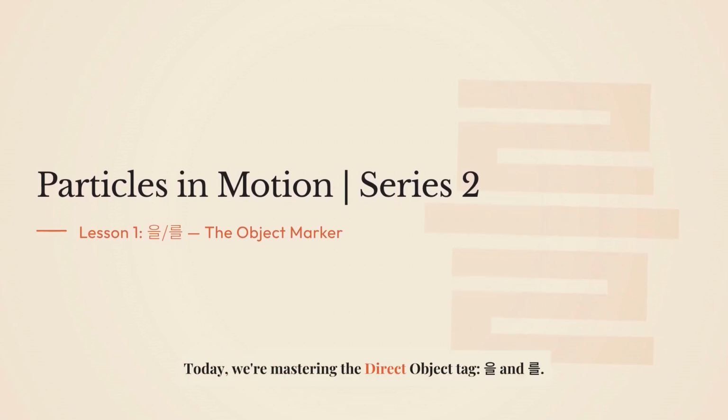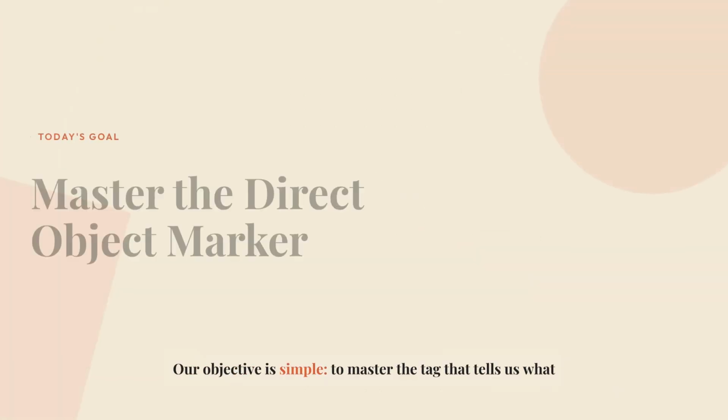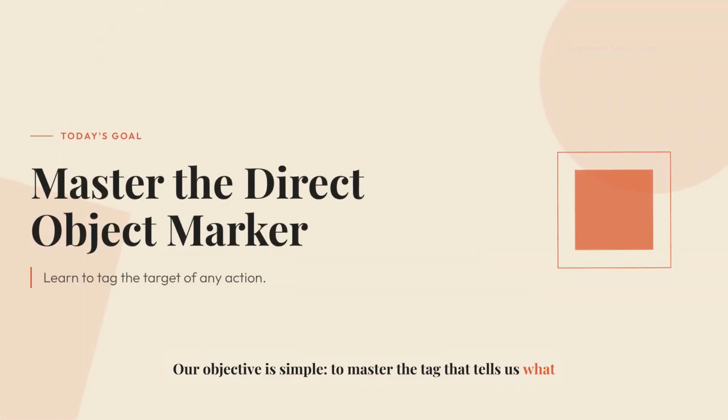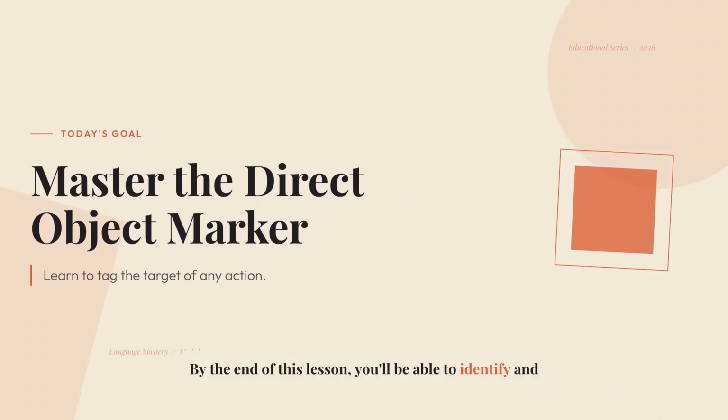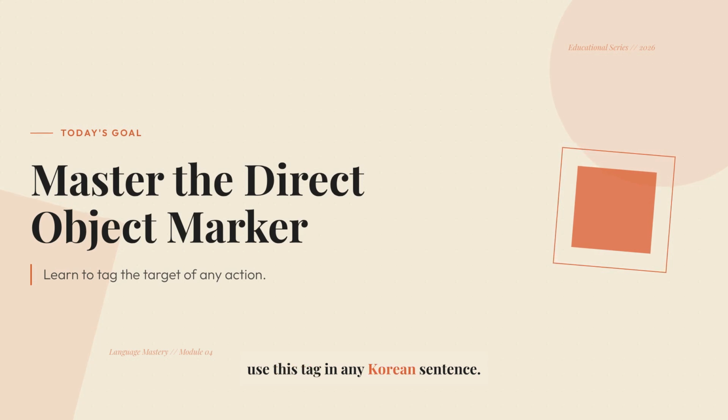Today we're mastering the direct object tag, 을 and 를. Our objective is simple, to master the tag that tells us what a verb is acting on. By the end of this lesson, you'll be able to identify and use this tag in any Korean sentence.